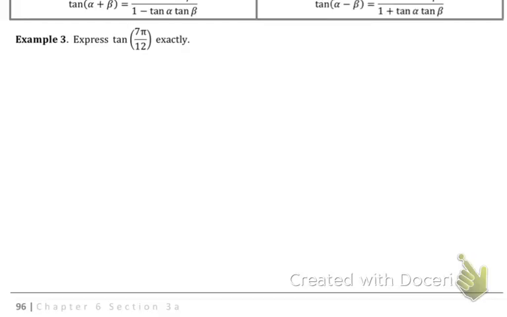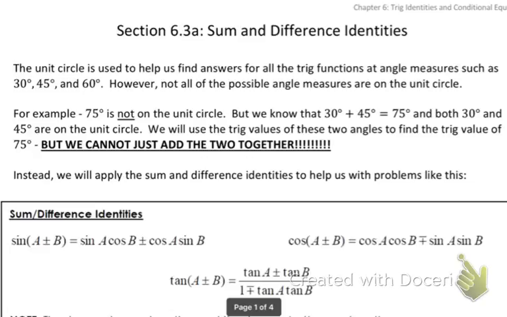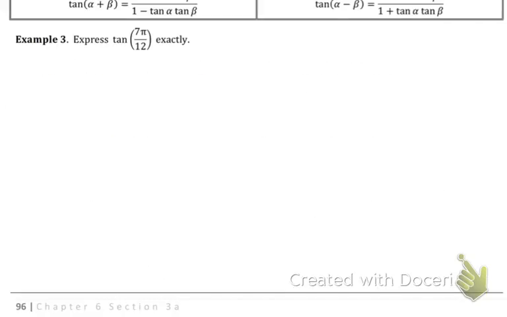Not quite. We are actually going to rewrite 7 pi over 12 into two angles that are on the unit circle. Kind of like how in my example, if I gave you 75 degrees, you would rewrite it as 30 and 45 because those are on my unit circle. Radians are a little tougher. So my hint to you to find those angles that add together to give you 7 pi over 12 is to give yourself a little bit of workspace.